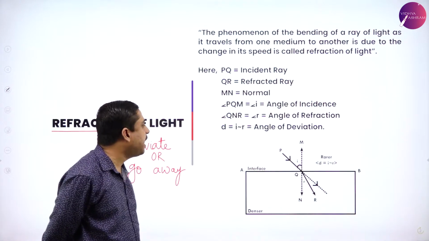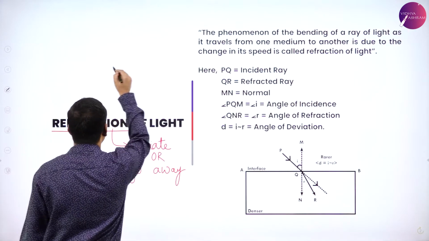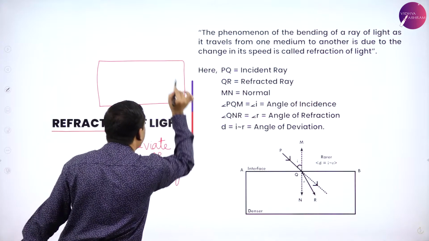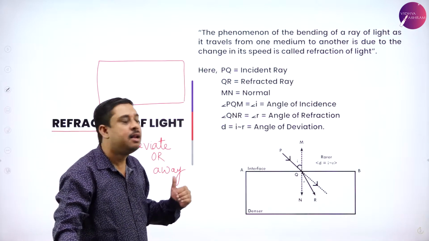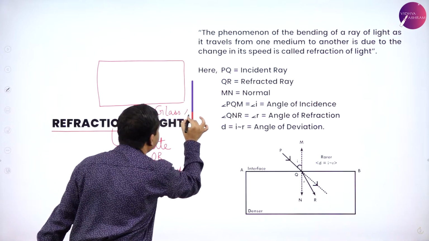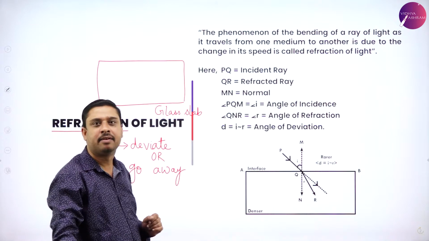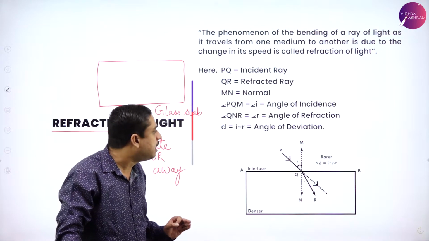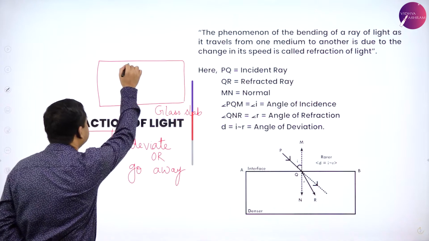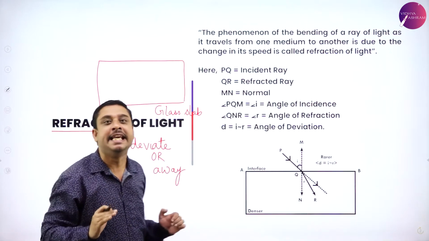Now we will understand what is refraction of light. I will consider a parallel sided glass slab. I have considered a glass slab. We call it a parallel sided glass slab, parallel sided because it has two parallel sides on either end.